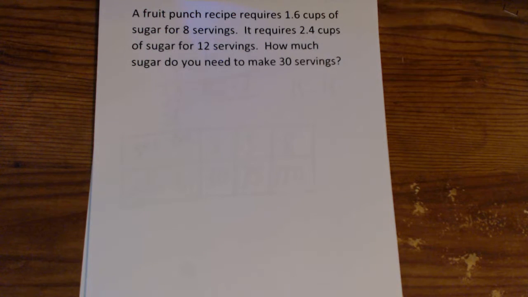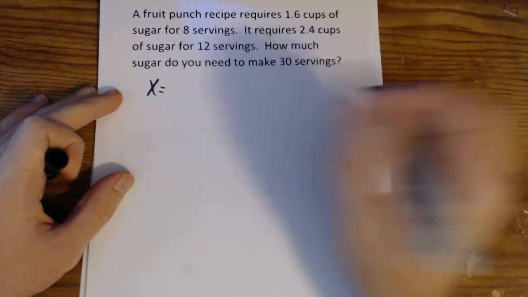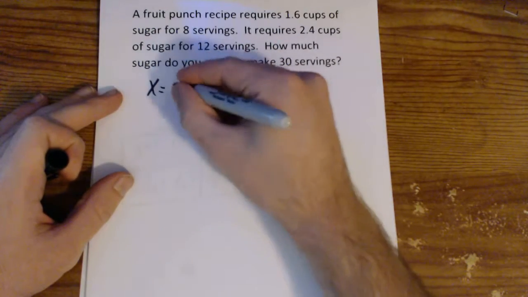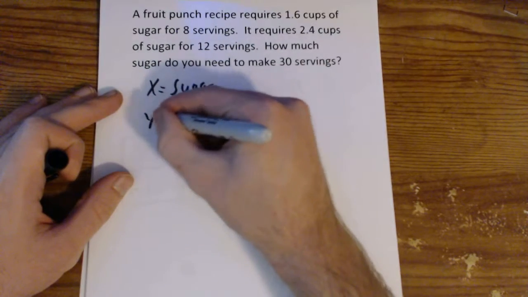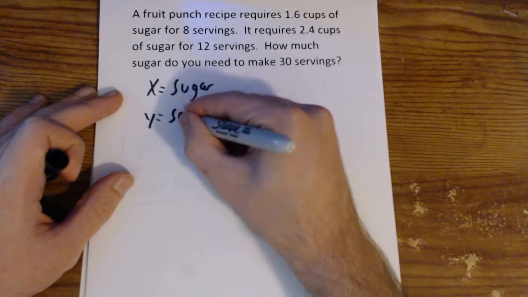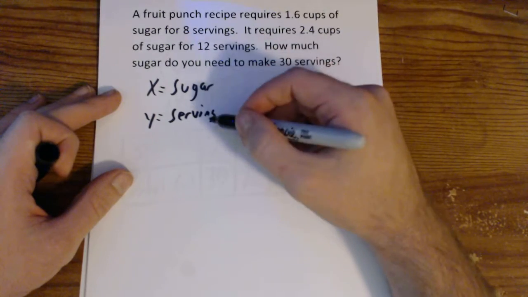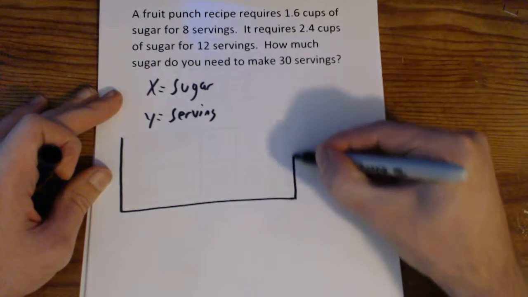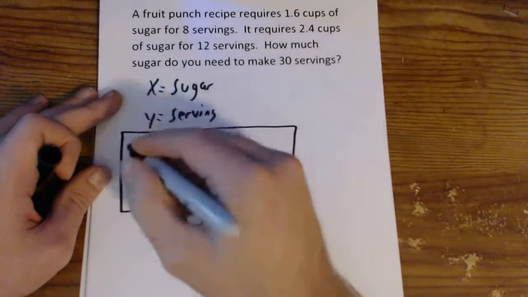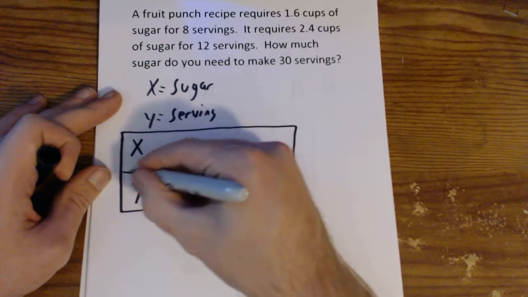Now, for this one, I'm going to set up a little chart like I did last time. I'm going to say that x equals sugar and y equals servings. So how much sugar we use will tell us how many servings we can make. So let me set up a nice little chart here. I'm going to put x on top, y on the bottom.